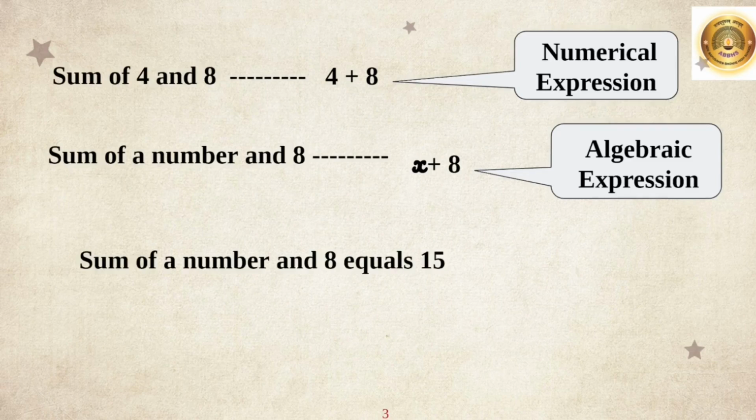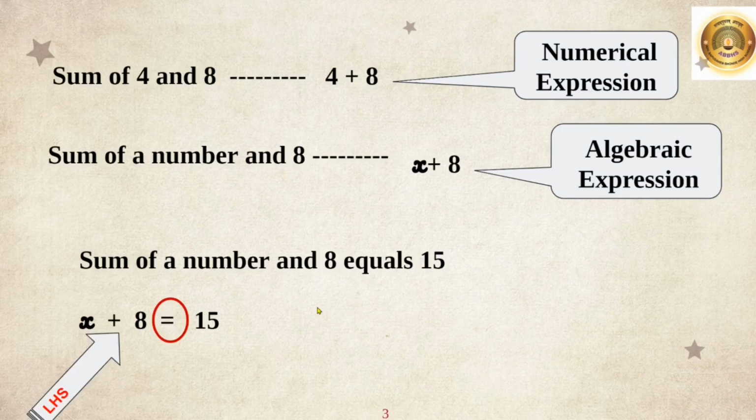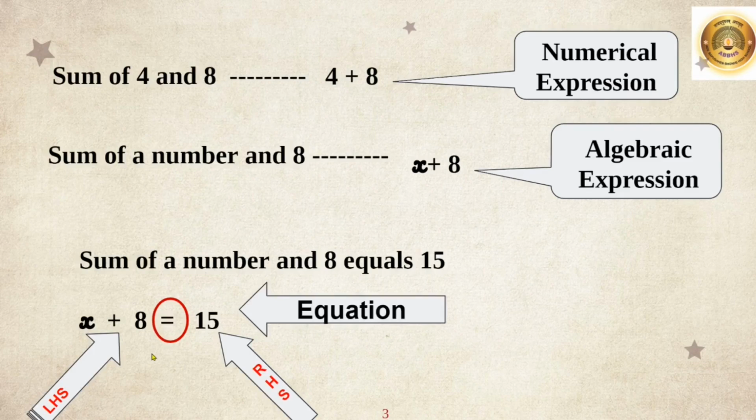Now I want to write the sum of a number and 8 equals 15. So I will write it as x plus 8 is equal to 15. Now is this an expression too? No. Now this is called an equation since it has an equal to sign. Here we are equating two sides, the left hand side or the LHS and the right hand side or the RHS. So this is what is called an equation.